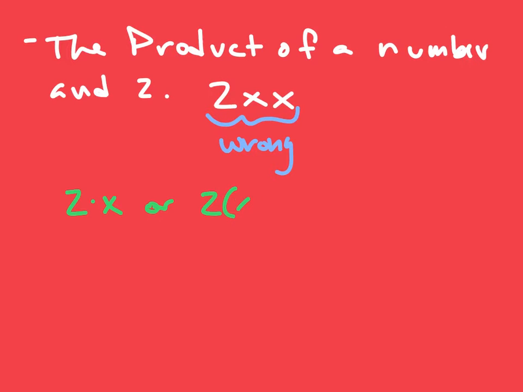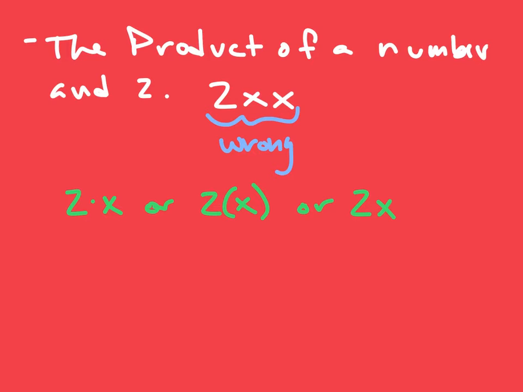I wouldn't say 2xx. This here is wrong. Because we're starting to work on some algebra, this is wrong, so don't do that. We're using x as a variable. What we want to do is write this as 2 times x, or 2 parentheses x, or 2x. All of these things mean the same thing: you're taking 2 and multiplying it by some number x.